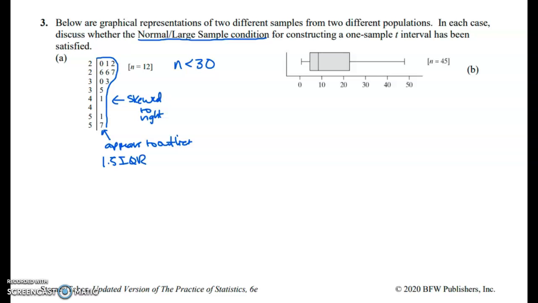And we would say something like, it's not advisable to use the T procedures for this sample, because we don't think that the population is normal, the sampling distribution is normal. So this would be, again, not advisable.